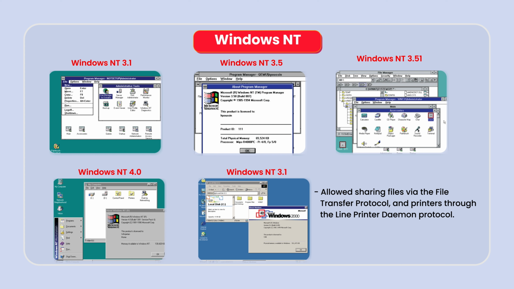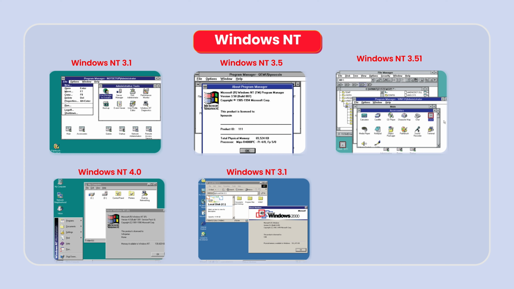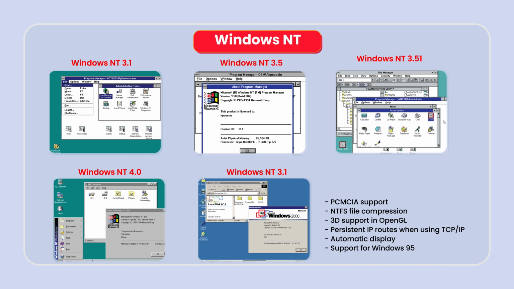Followed by Windows NT 3.51 in May 1995, new features introduced included PCMCIA support, NTFS file compression, 3D support in OpenGL, persistent IP routes when using TCP/IP, automatic display of textual descriptions when the mouse pointer was placed on toolbar buttons, tooltips, and support for Windows 95 common controls.